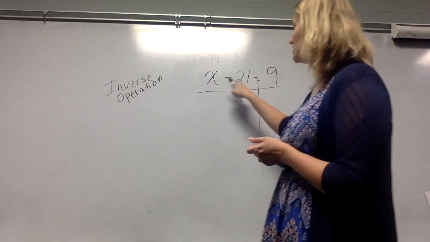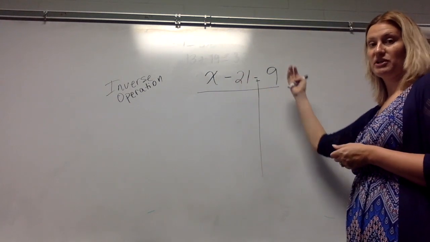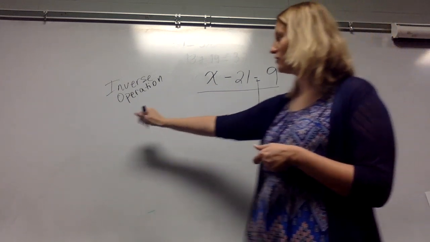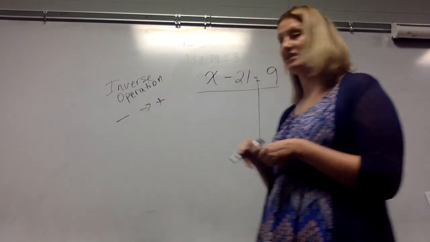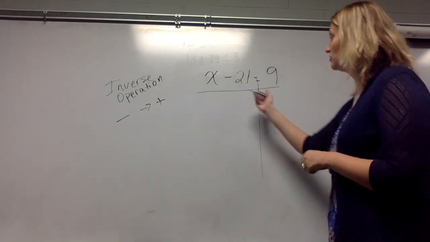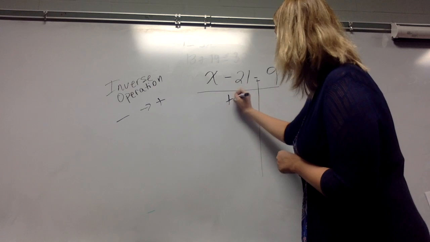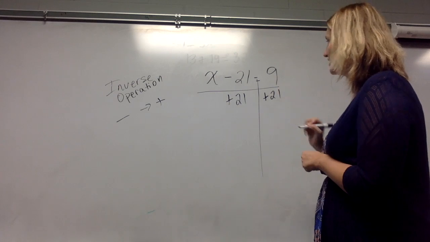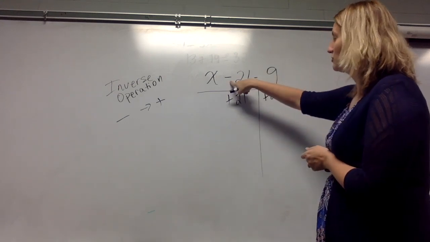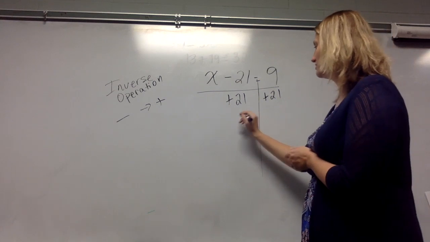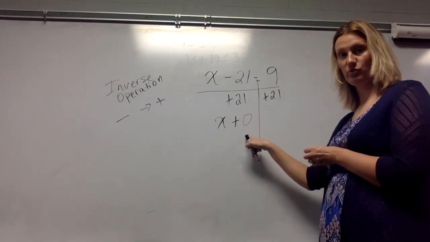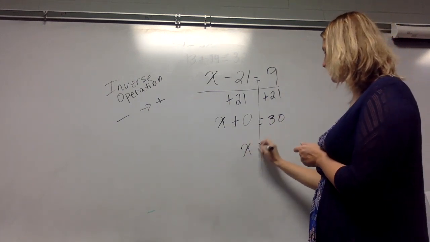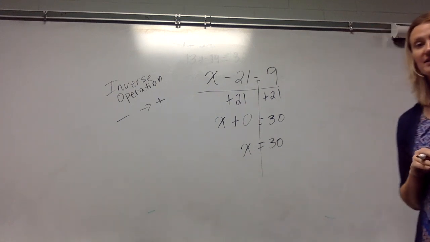I need to undo the subtraction of 21 and then make sure to balance my scale, and I will isolate the variable that way. So now the inverse operation of subtraction is addition. So what I will do is add 21 to this side. I need to make sure to balance my scale, so I will add 21 to that side. Subtraction of 21 plus 21 gives me 0, the additive identity, which is what we want to get. 9 plus 21 is 30. X plus 0 is x, so we have that x equals 30.